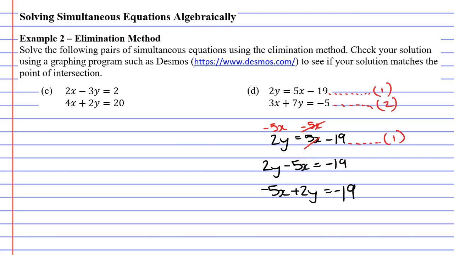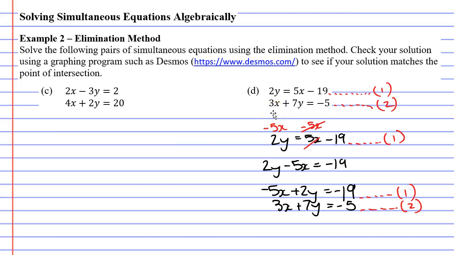Now I want to point out that this is still equation 1. It's just been rearranged. I haven't remade the equation. I haven't multiplied it or divided it by anything. So we'll just keep it as equation 1. Equation 2 we'll write below it, which is 3x plus 7y equals negative 5. And I'll just write that this is equation 2, so I know where it came from.